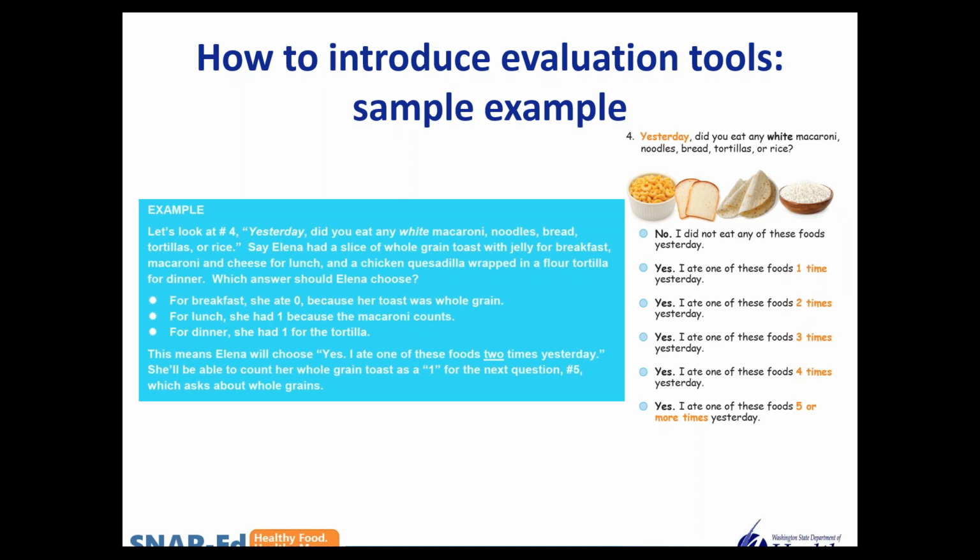Well, she had that whole grain toast, so that doesn't count as a white grain. So that's a 0. But then she had macaroni, and that counts as a refined grain, a white grain. And she had the flour tortilla, which is also a white grain. So then she would count that, yes, she ate one of these foods 2 times yesterday. So that's how you answer this question, and it's a quick way to give an example. And it helps to give an example for every kind of question you may encounter. But it can be different. It will be different for every survey.